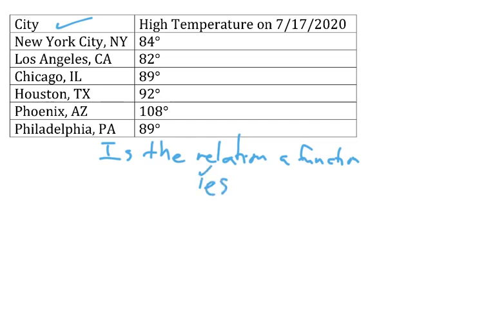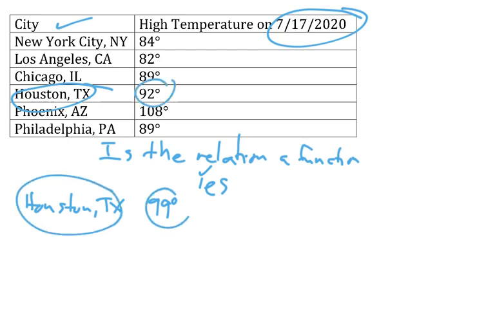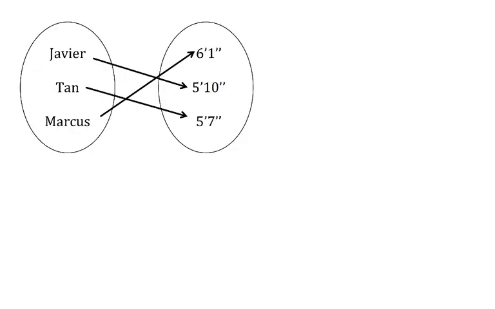If a city did show up twice, let's say that we just added in here another row that said Houston, Texas, 99 degrees. That would be very peculiar, because what that would be saying is that on this given day, the city of Houston had two different high temperatures, and that would not make any sense. So you can kind of see that a function is a relevant idea. Having a repeated second coordinate doesn't really make sense. Let's look at some others.